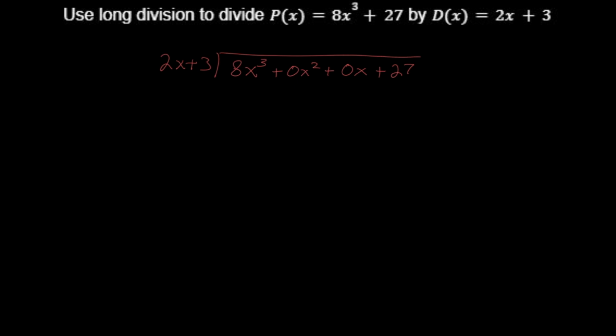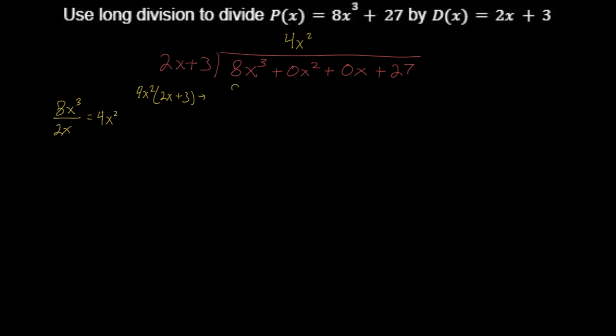With that being said, let's go through the process. The first thing we need to do is take our leading terms and divide them. So we're going to take 8x to the third and divide by 2x. If we do that, we get 4x squared. So we'll add 4x squared on top. And then we'll multiply our divisor by 4x squared to get what we subtract.